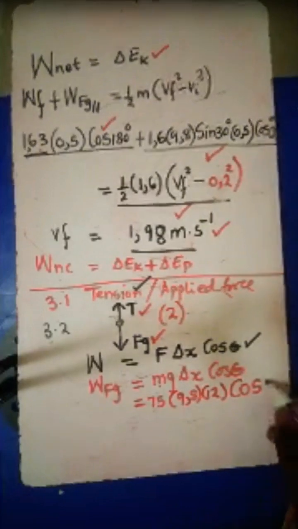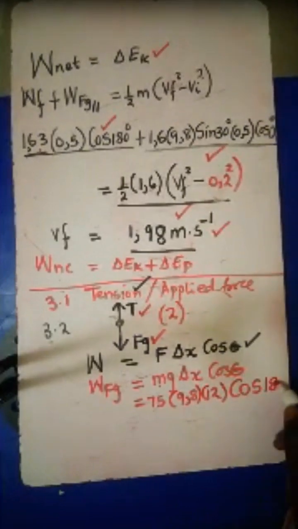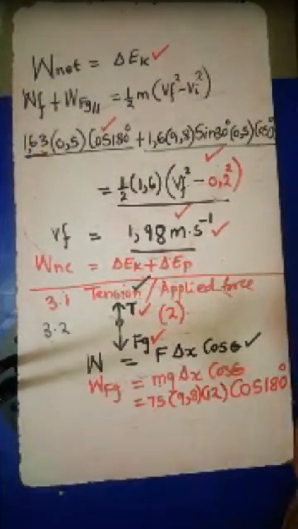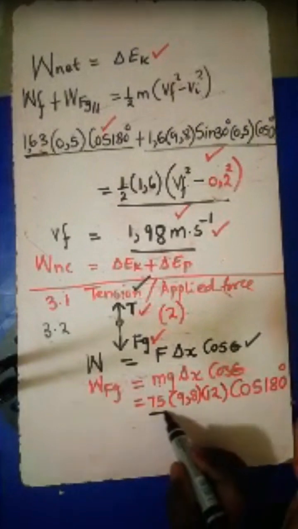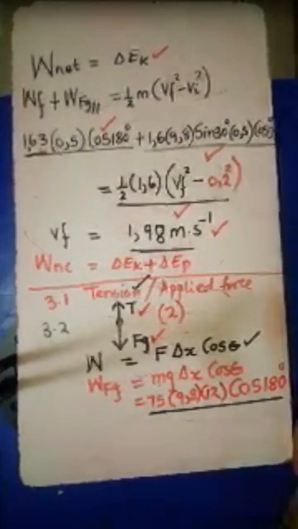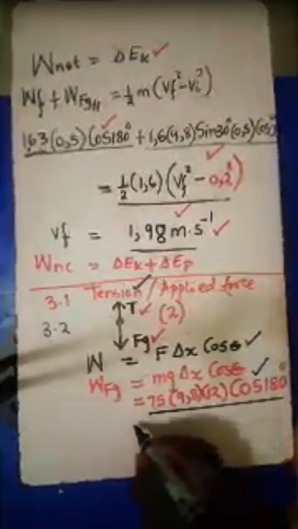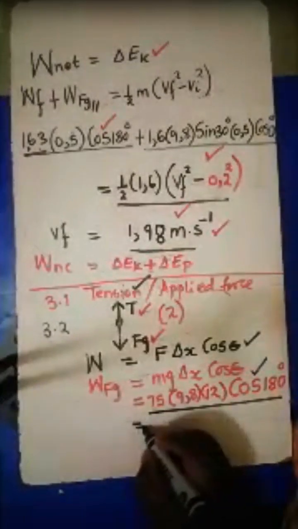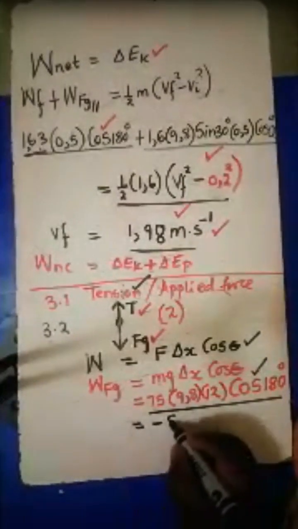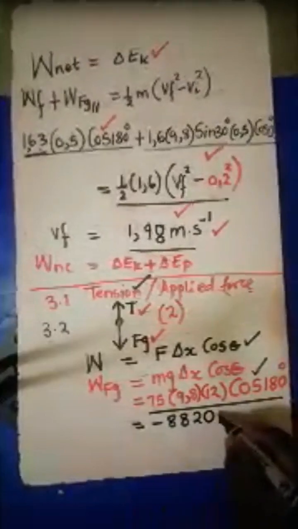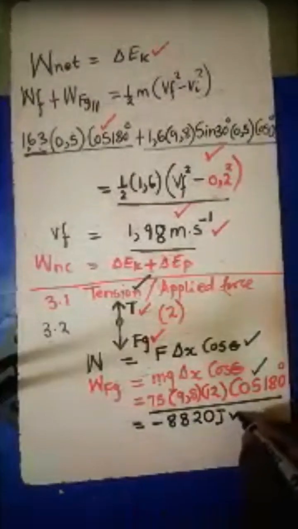Cos 180, colleagues. Remember, motion is going up. Gravity is going directly down. So it must be cos 180. Moment we see this statement here from there to there, you deserve a 2nd mark. The last mark was for the answer. Minus 8820 J. Then you deserve the 3rd mark.